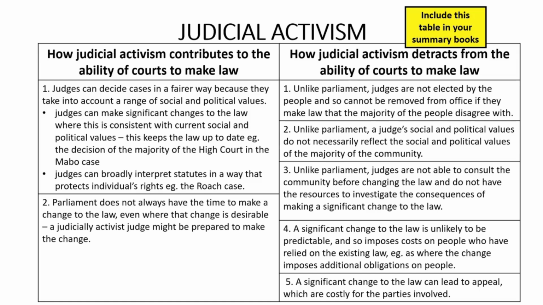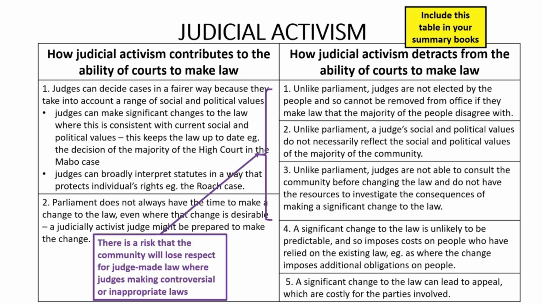The main issue with judicial activism is that if judges make controversial or inappropriate laws, then there is a risk that the community will lose respect for judge-made law. While it's appropriate for Parliament to make new and often controversial laws, there are significant differences between the courts and Parliament that mean that judges have to be very careful in making new and controversial law. First, unlike Parliament, judges are not elected by the people, and so they cannot be removed from office if they make law which the majority of the people disagree with.